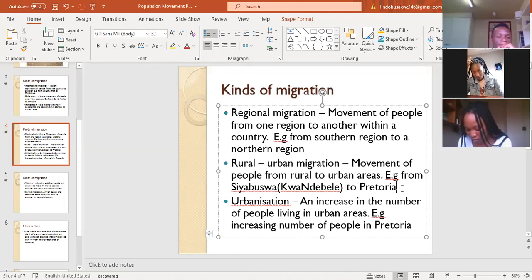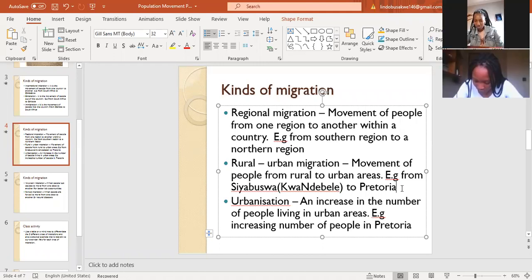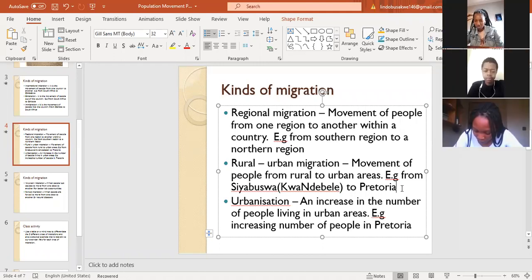In a South African context, you find a lot of people coming to Pretoria, which is the case in modern life. You find a lot of people coming from Limpopo, from KZN, from Rustenburg. They all come to permanently stay at Pretoria or Johannesburg. When that number of people increases in the urban areas, we call that urbanization. Urbanization is the increase in the number of people in the urban areas.